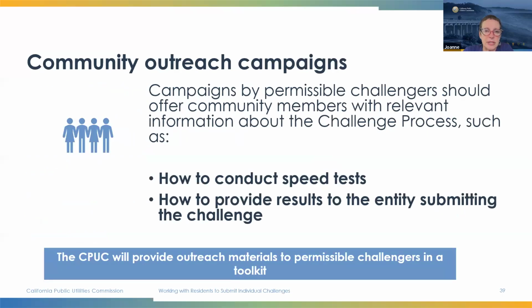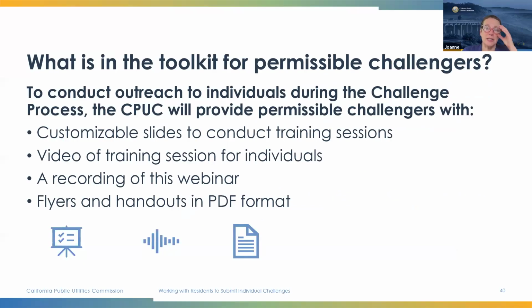If you run these outreach campaigns, they should focus on the information that's relevant to members of the community about the challenge process, particularly how to conduct speed tests and how to provide those results to the permissible challenger that will be submitting the challenge. And the CPUC's Outreach Materials Toolkit will contain resources on all of these topics. As you can see, on the following slide, which is about what is actually in the toolkit that will be released over the course of the next couple of weeks.